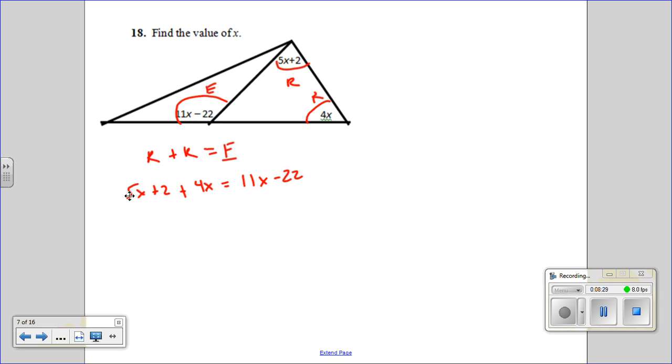First, I would combine 5x with 4x to get 9x plus 2 equals 11x minus 22. Then I would subtract 9x from both sides, so that would give me 2 equals 2x minus 22. Then I would add 22 to both sides, so that would give me 24 equals 2x. And last, divide both sides by 2, so 12 equals x.